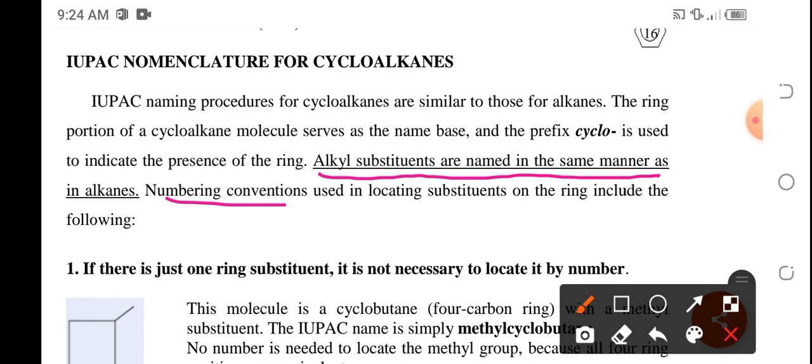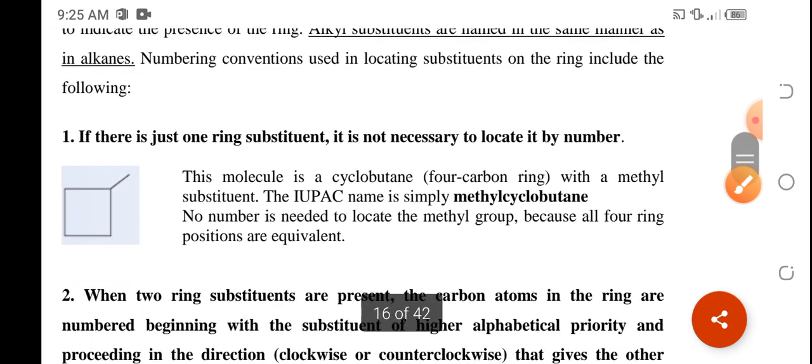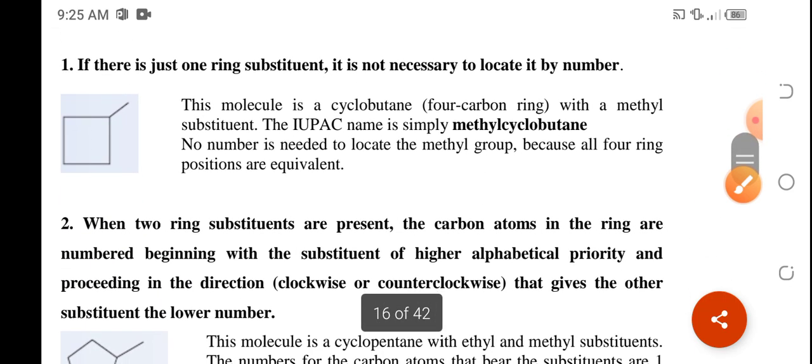Ang bago lang dito sa naming ng cycloalkane is we should not forget to affix the word cyclo before the name of the parent chain. So, rule is if there's only one substituent, so isa lang yung naka-attach, it is not necessary to locate it by number kasi nga iisa lang naman siya. So, hindi na tayo naglalagay ng number.